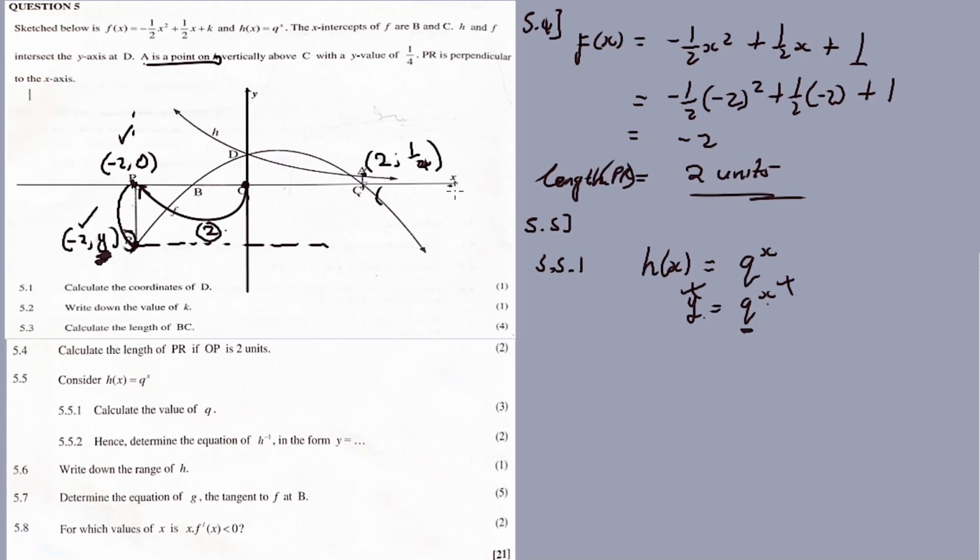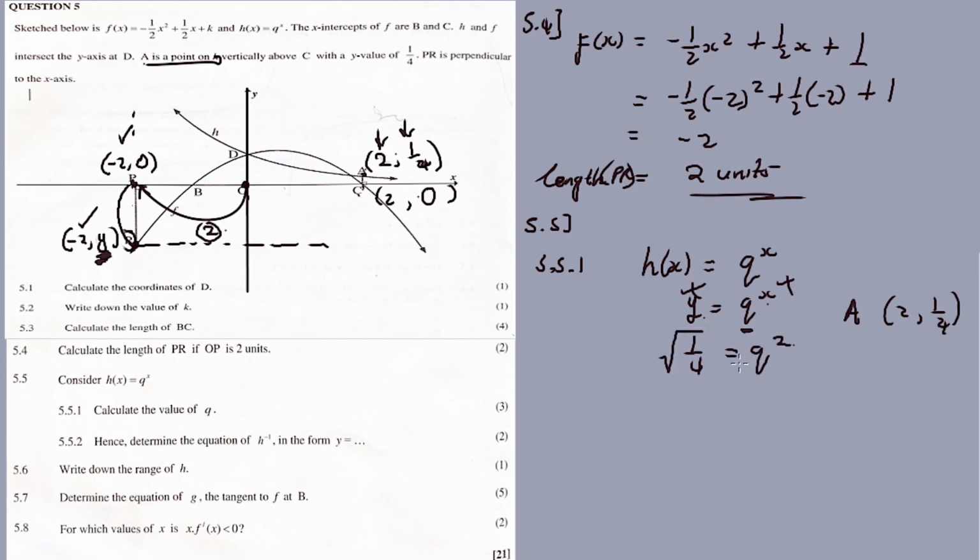So y is 0 since it's the x-intercept. Therefore it's 2 and 1 over 4. So point A is (2, 1 over 4). Let us substitute: 1 over 4 equals q raised to exponent 2.